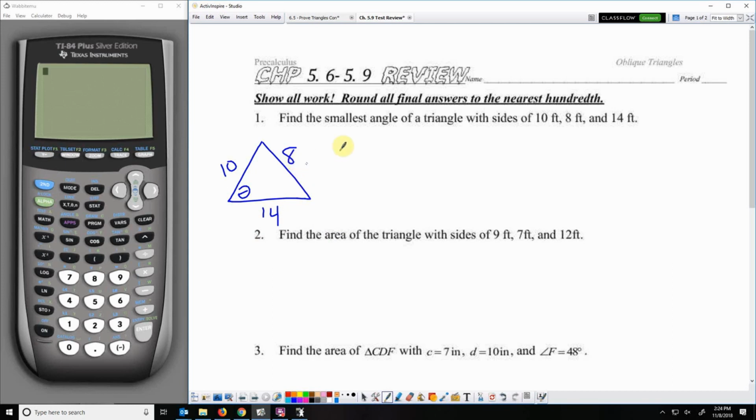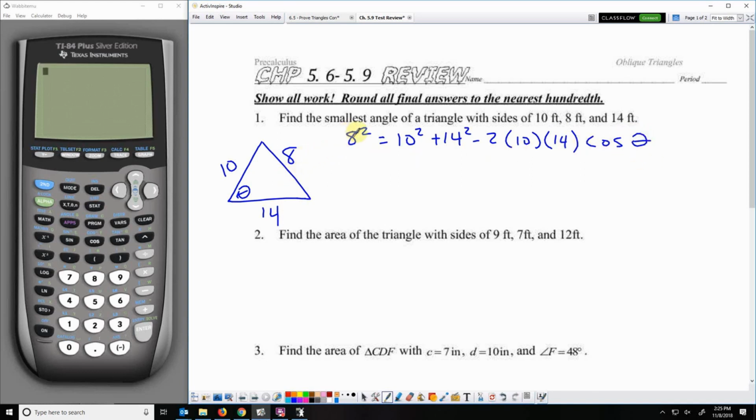So we would start with 8 squared, and we're going to end with cosine of this angle, which I call theta, so cosine theta. So 8 squared equals 10 squared plus 14 squared minus 2 times 10 times 14 times cosine theta. Okay, so that's the law of cosines.